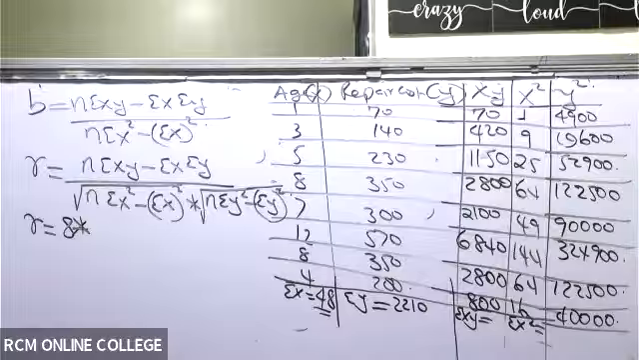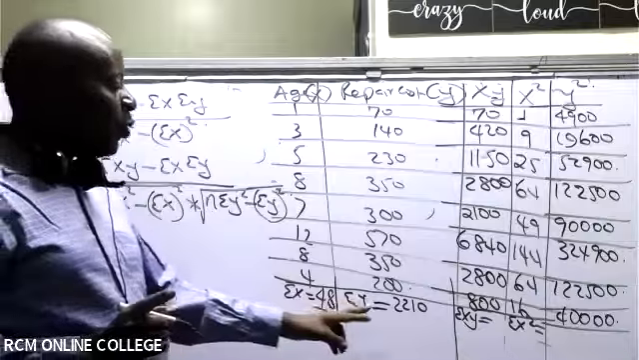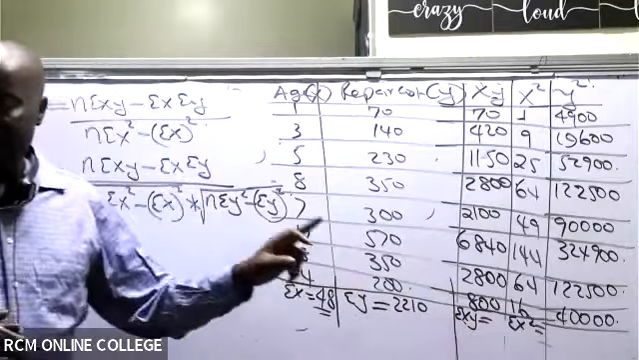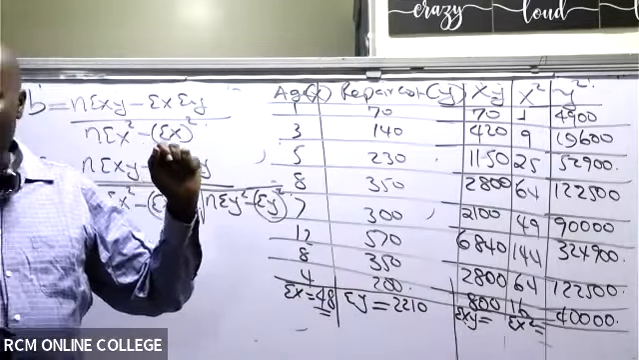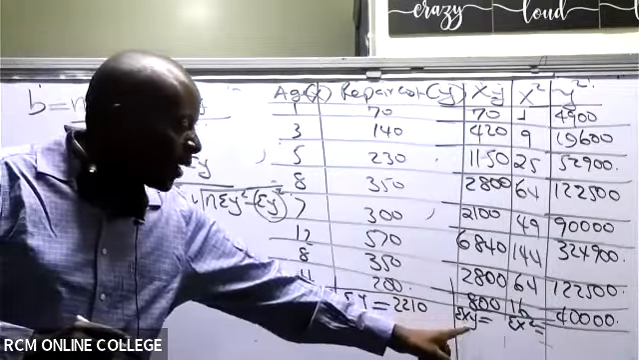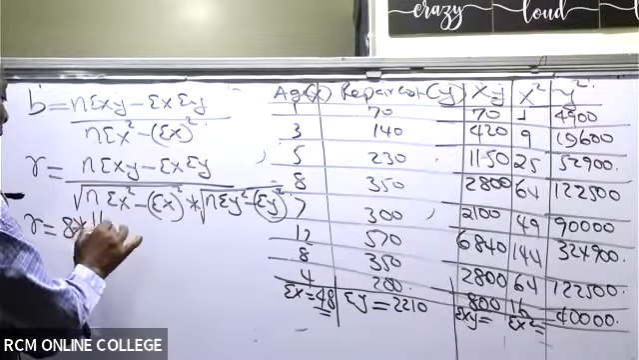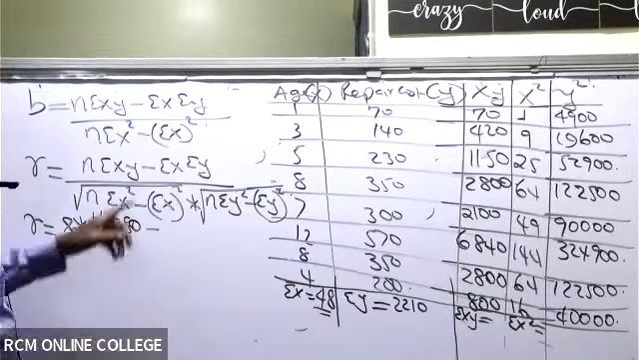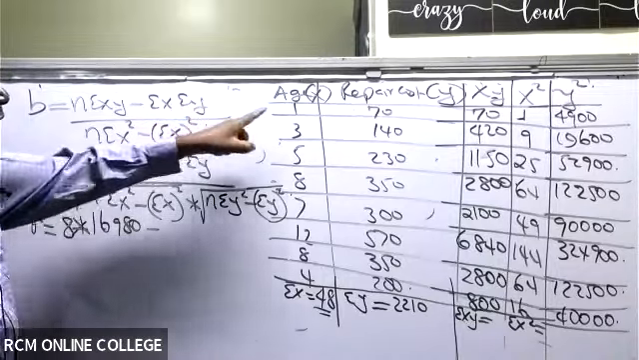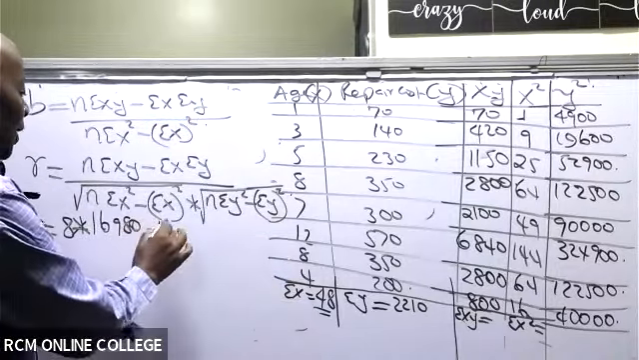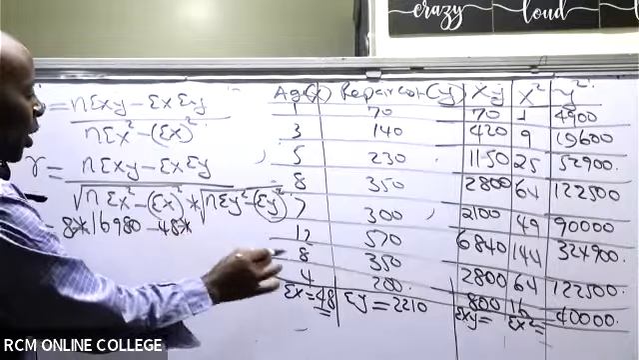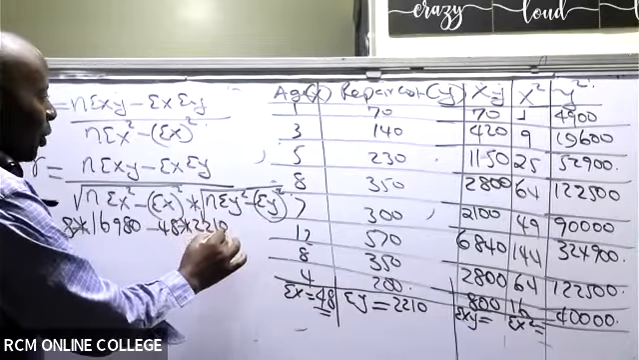Anybody who can remind Mwalimu the summation of xy would really be happy. Summation of xy, not sum of x alone, not sum of y. It was 16,980. I hope you are able to remember that. Minus now summation of x times summation of y. Summation of x I have here, it is 48, times summation of y, which I have as 2210.